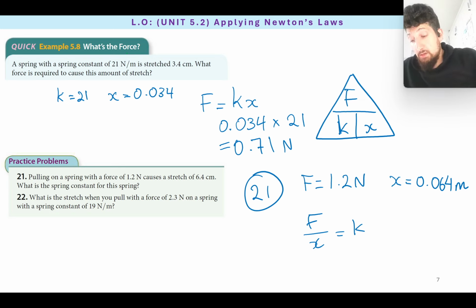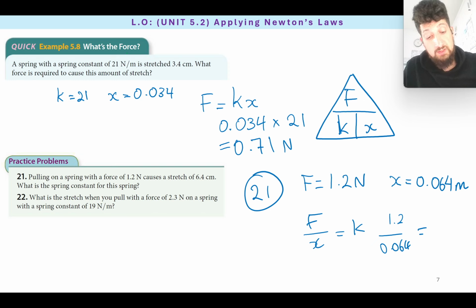So here we go. We've got F, which is 1.2, and K, which is 0.064, and that's going to equal... come on guys, you can work this out yourselves, and hopefully some of you have... 18.75, so 19, because it's two significant figures. So 19 newtons per meter, because we're looking for the spring constant.